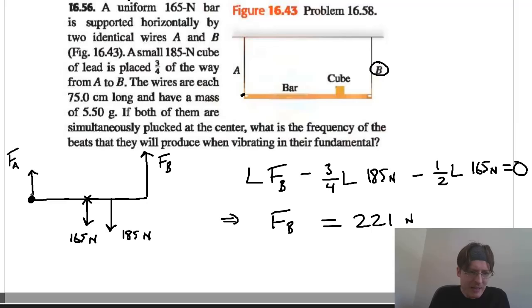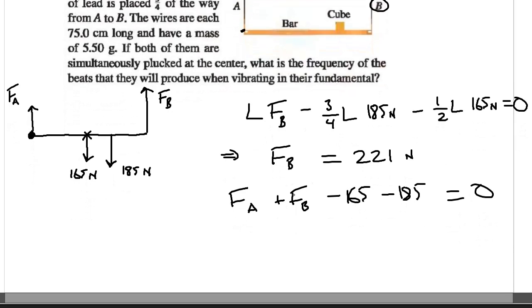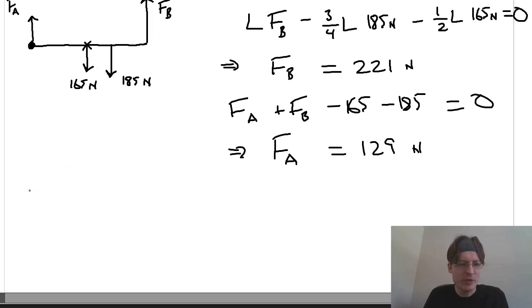Okay, to find A, I can just look at equilibrium of forces. All the forces together have to add up to 0. So in other words, A plus B together have to balance the weights, minus 165, minus 185. That lets me solve for A now that I know B. So FA comes out to be about 129 newtons. So with that, I know the tensions in the two wires. I can now find the fundamental frequency of each one.